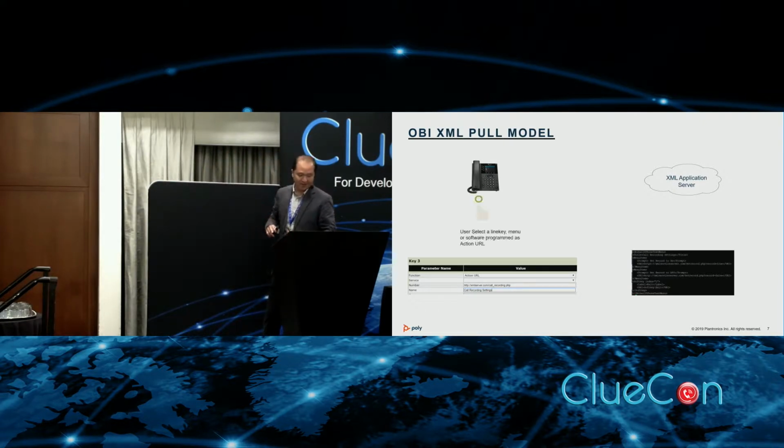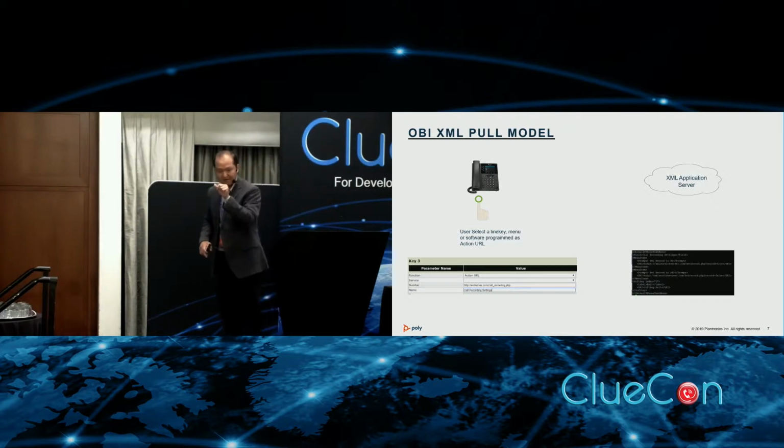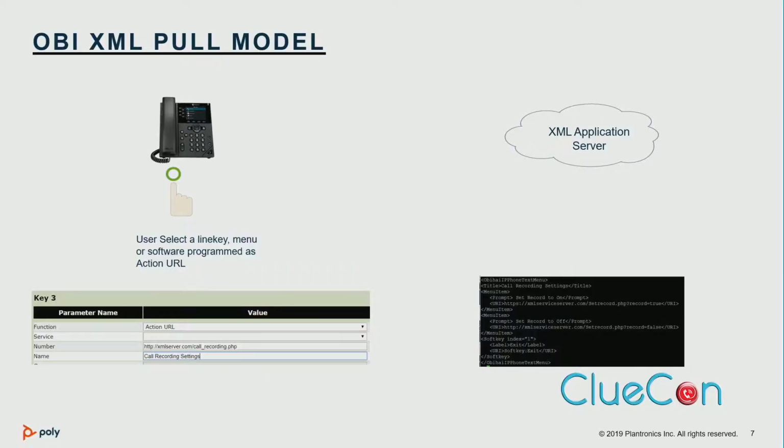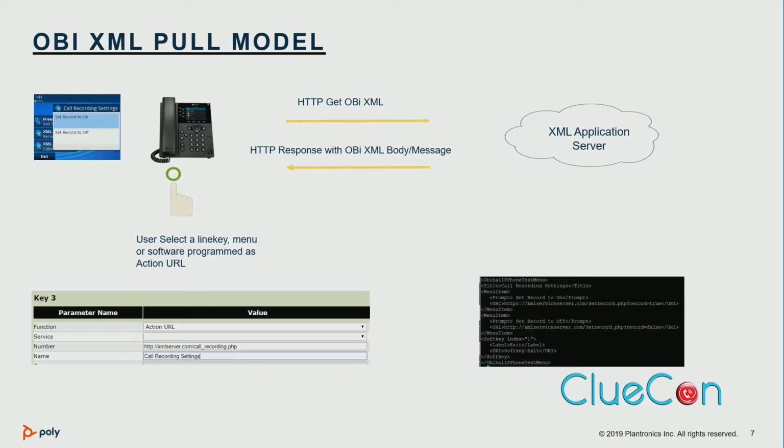So for this example, I'm going to say, hey, I have a soft key defined, and that soft key, when I press on it, is going to turn on and off call recordings, right? So I press the button, the phone fetches it, gets the XML, bam, it will show this little option for you to say, do you want to turn on or off call recordings? Select your option, click on it, and it will then send the next set of commands up to your application server.